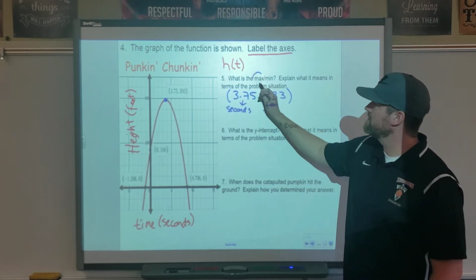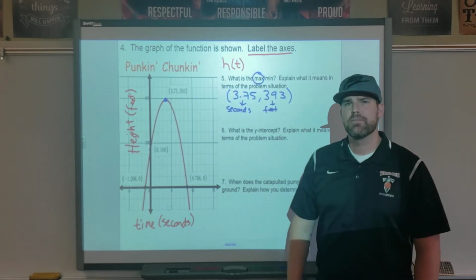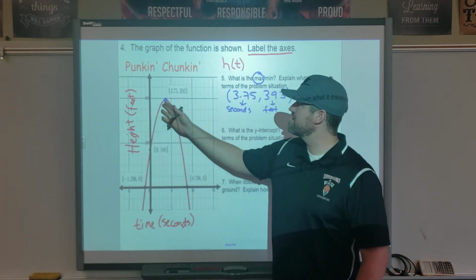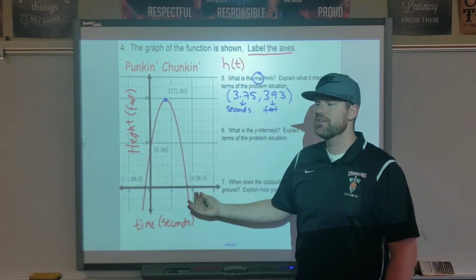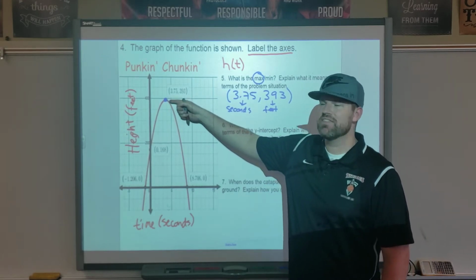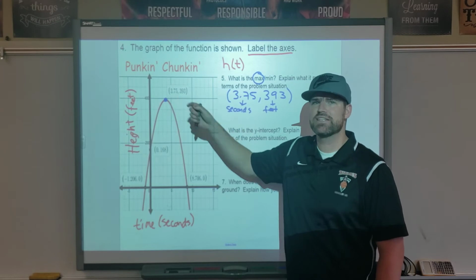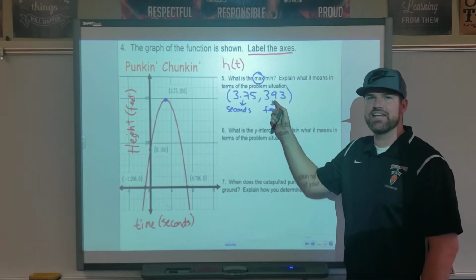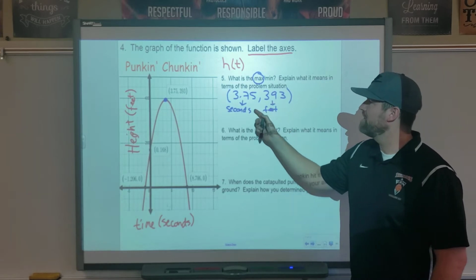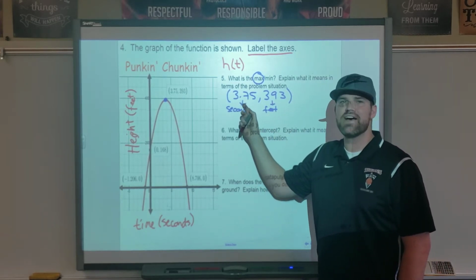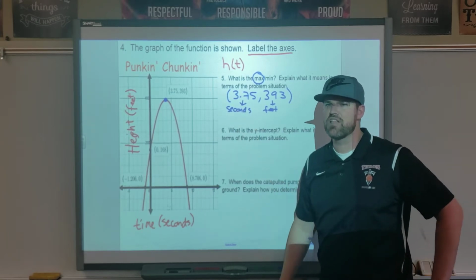And then the other part is, it's our max, right? So this pumpkin went flying through the air, and eventually, at some point, it started to come back down. When it's at its highest point, that's called the maximum, right? That is the highest that the pumpkin went. So the highest that the pumpkin went was 393 feet. Well, how long did it take to get there? It took 3.75 seconds from the time that it was launched.